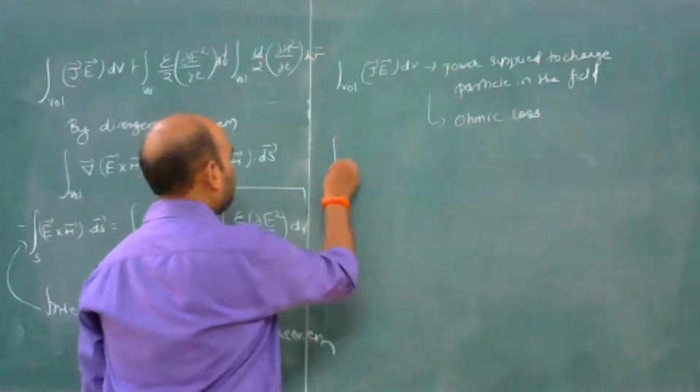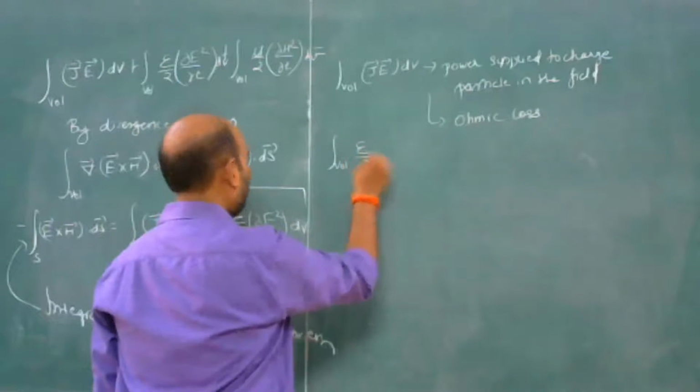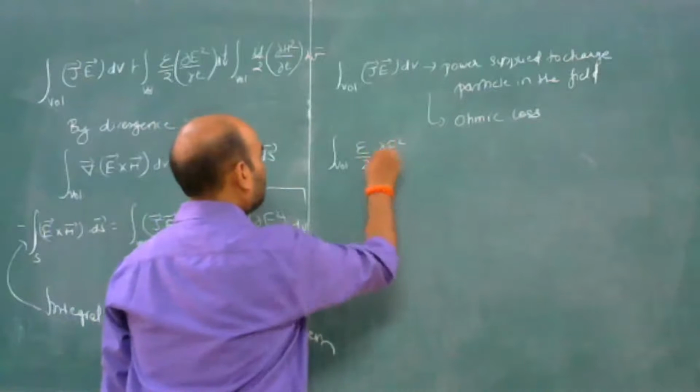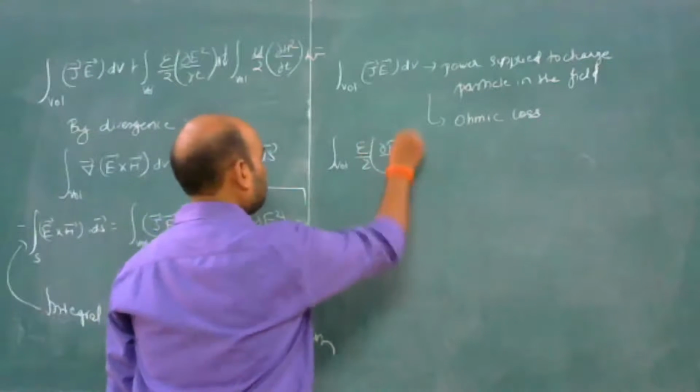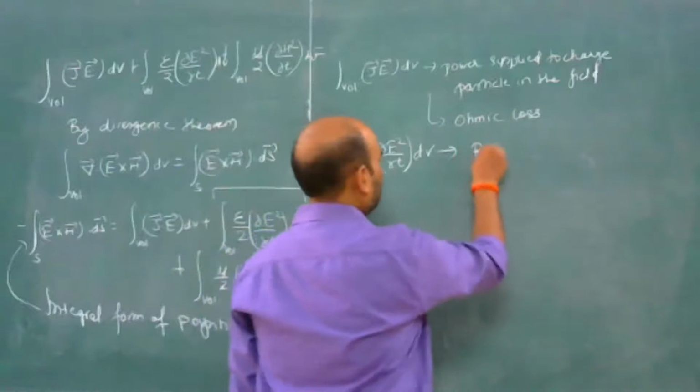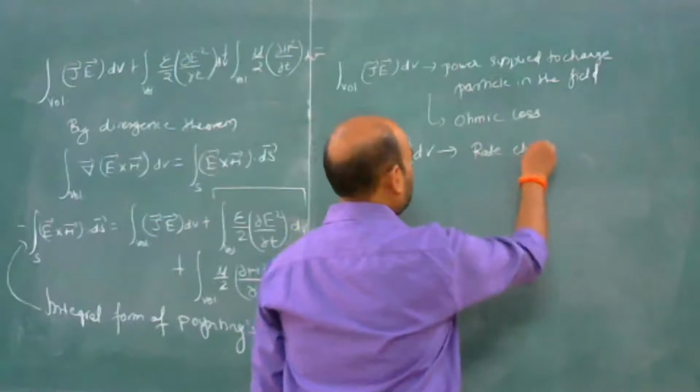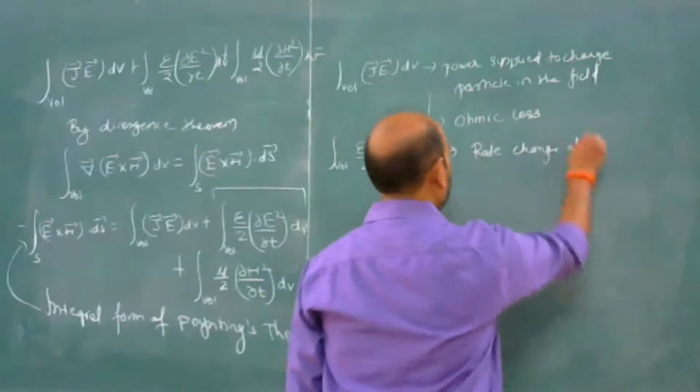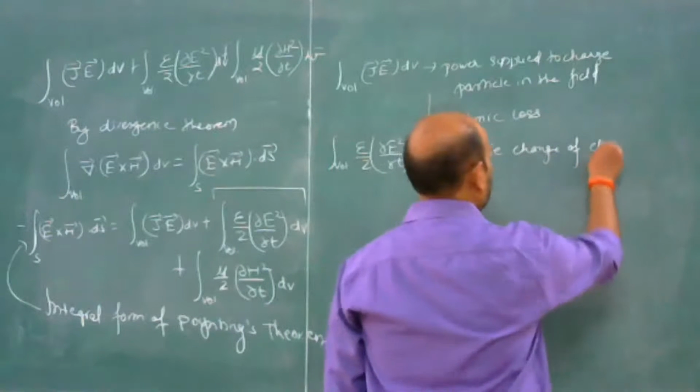Next is the volume integral of epsilon by 2 del E square by del T dV. It is the rate of change of electrical energy.